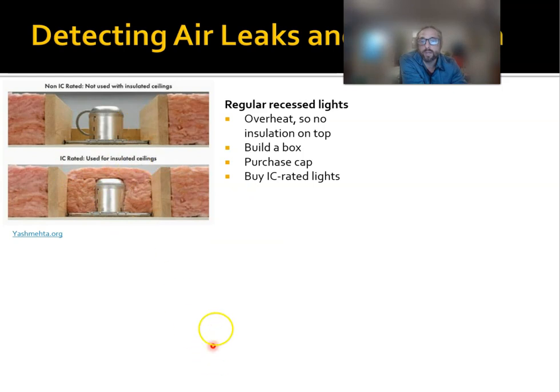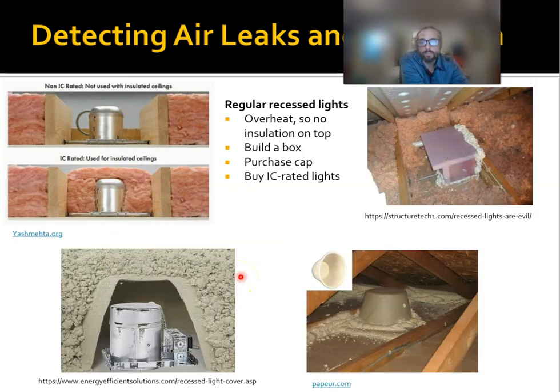If they're not IC rated, you do have options. Remember, you just need 3 inches on all sides. And so they make these caps that you can buy that look like this. It's got a cardboard type of cap, and you put it on top like that, and then you can fill the insulation on top of that. Or you can build your own box like this, and then fill the insulation on top of that.